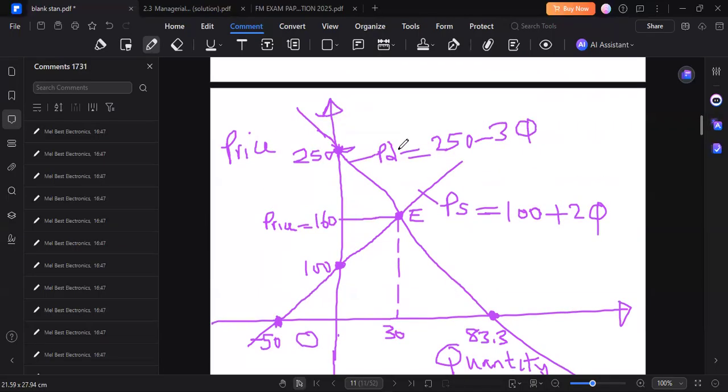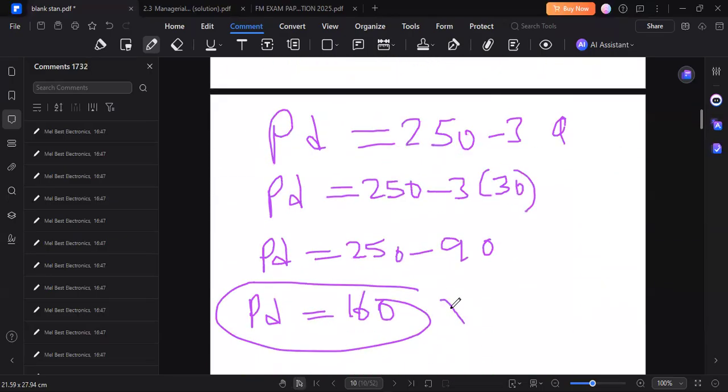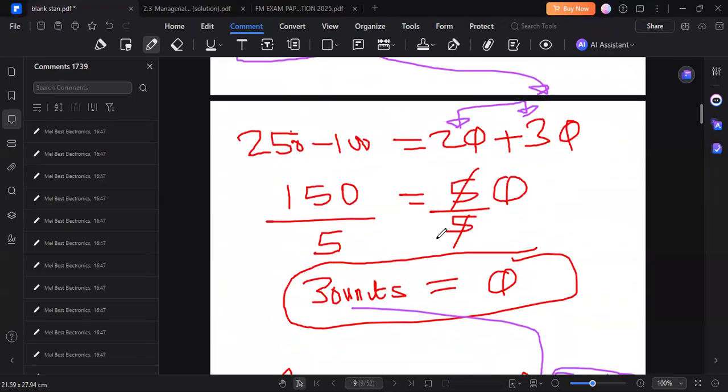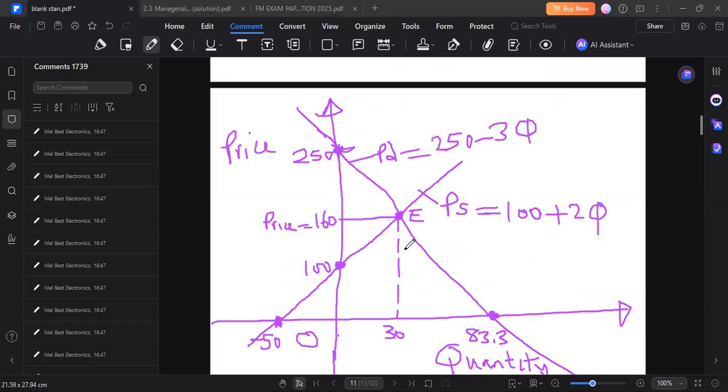So now, this equilibrium point, we already found. What was our point of equilibrium? Price was 160, and our quantity was 30 units. Is that okay? So you come and locate on the graph here. This is the 30. So this is the point of equilibrium.